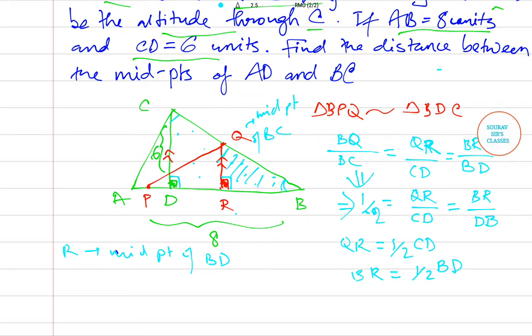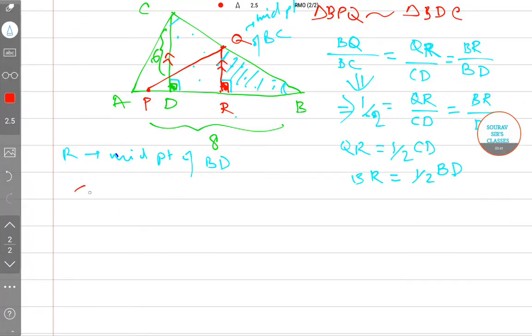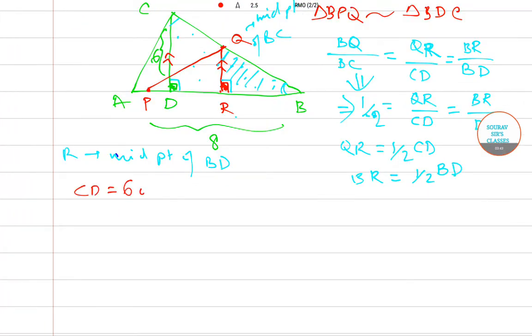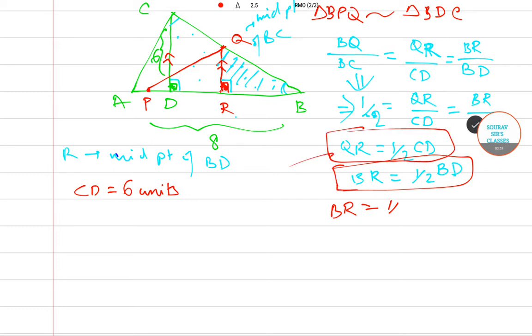So coming to the question, we have CD equals 6 units in length. From this relation, QR equals half of CD, which is equal to half into 6, which is equal to 3 units.